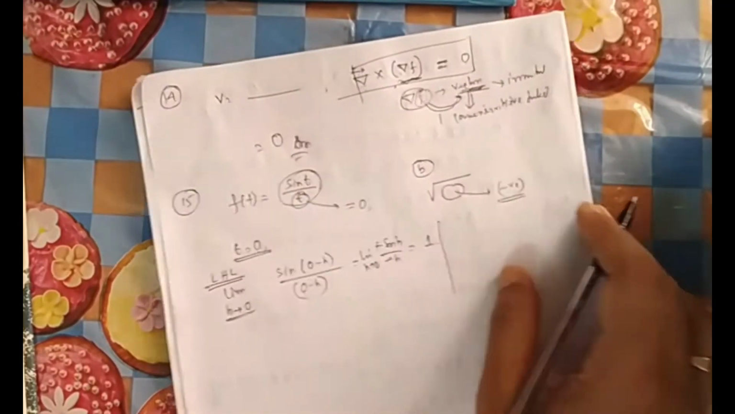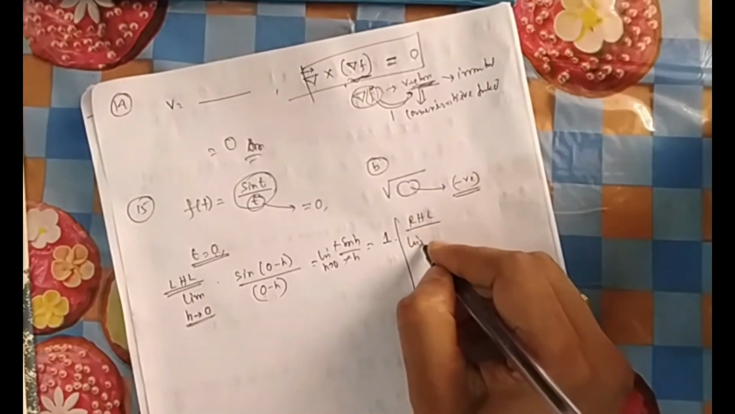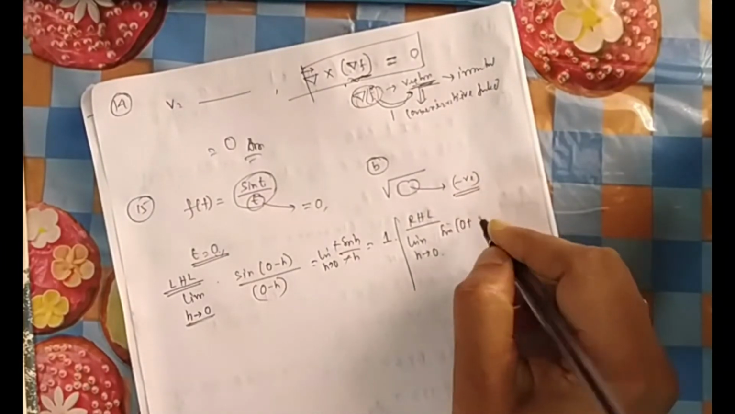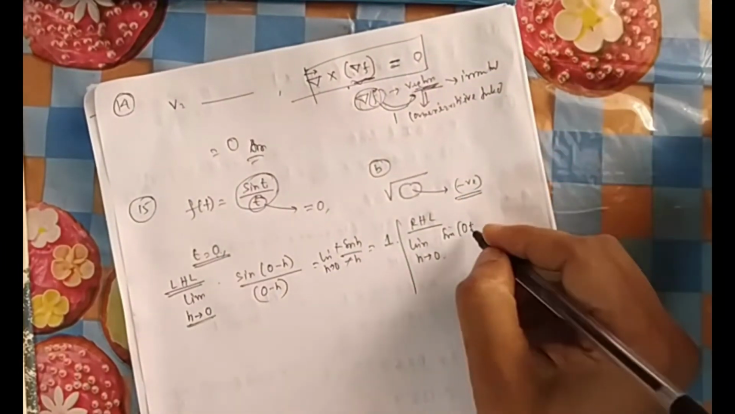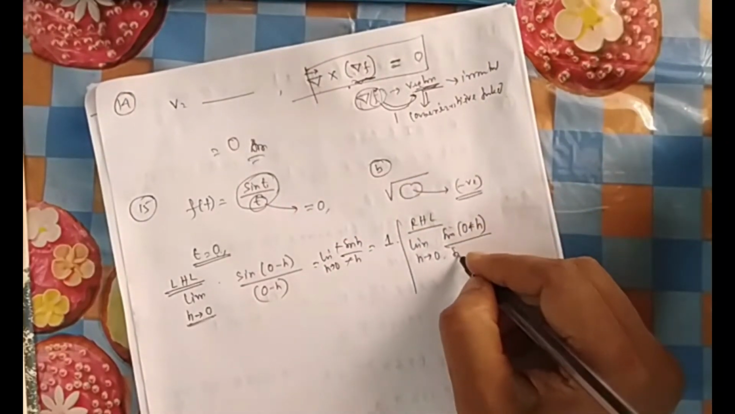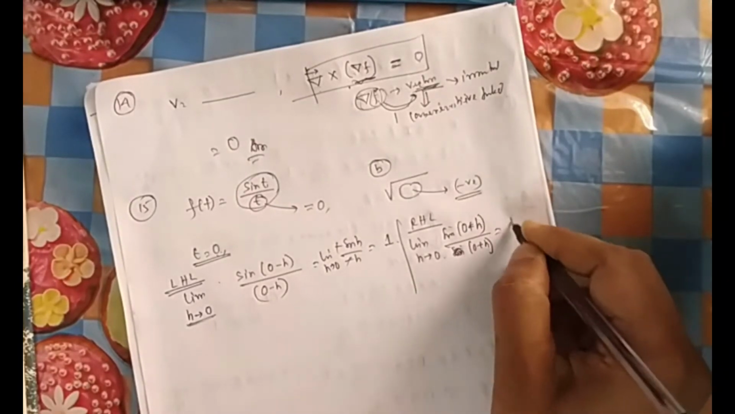And similarly you can do RHL. RHL, it will be limit h tends to 0. We are approaching 0 from the right hand side, that is from the higher, positive side, so we are approaching 0 plus h. So it will again be sin h by h, which is 1.